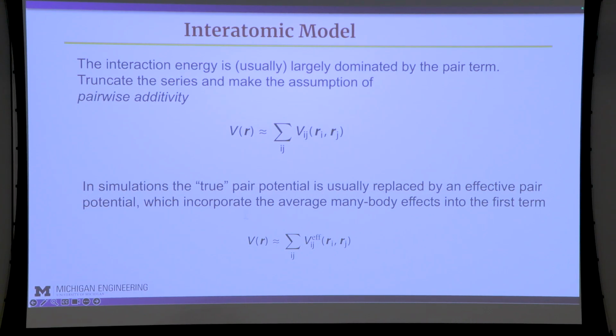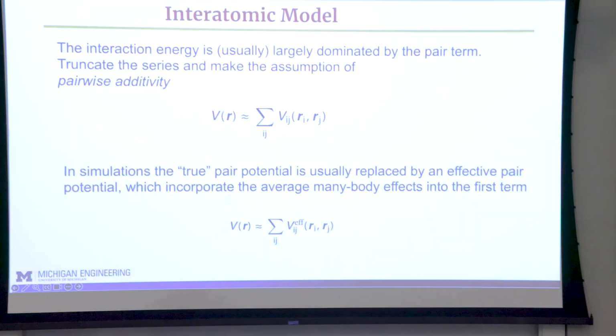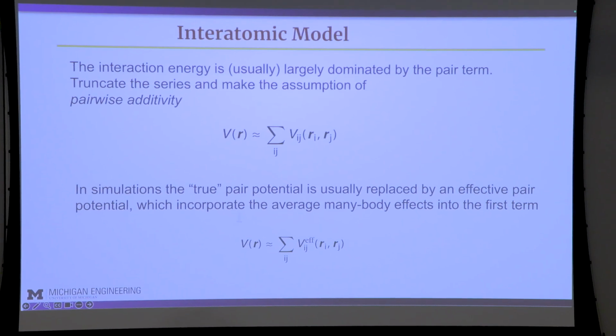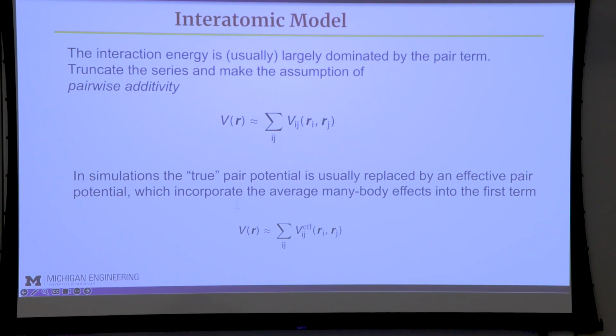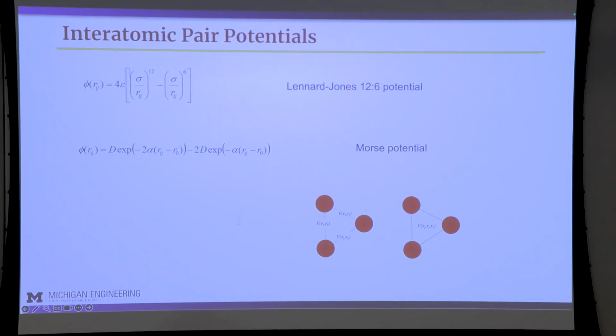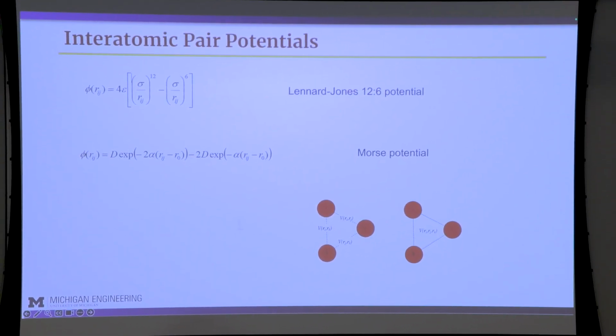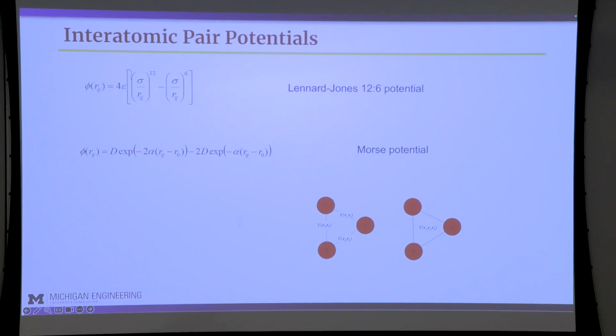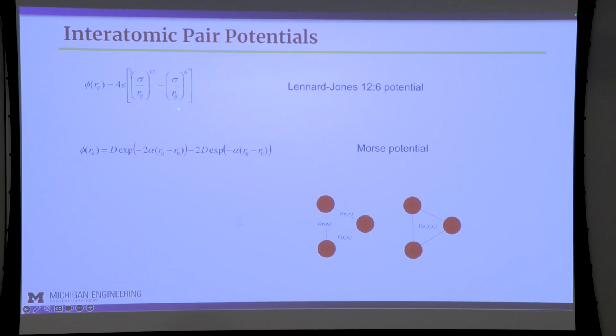And the true pair potential is sometimes replaced by an effective pair potential, which incorporates many-body effects. So you can be a little bit more accurate. You look at the pairs, but you can also correct a little bit. Those are things that you choose in initial simulations. So an example of an interatomic pair potential is Lennard-Jones; another one is the Morse potential. If you see, this is Rij, Rji, so this is the pair that you're looking at.